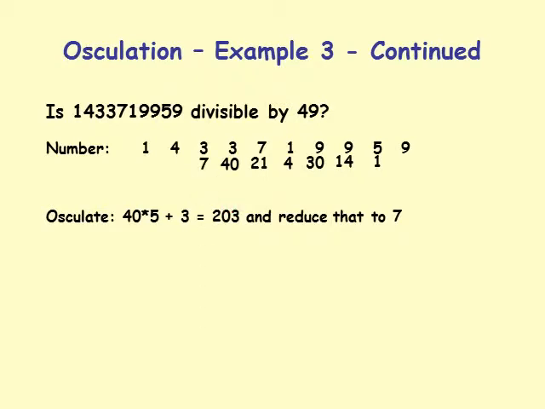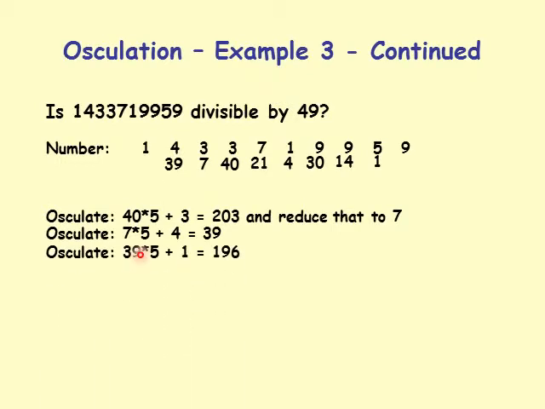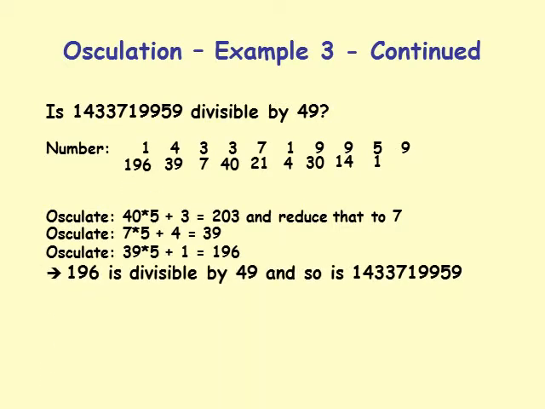Okay, let's continue. So we got 7 to work with. Osculate again. 7 times the proxy 5 plus 4. 7 times 5 plus 4 is 39. Let's continue here with 39. Now osculate again. 39 times proxy 5 plus 1 on the left is 196. And 196 is 49 times 4, so it is divisible by 49.